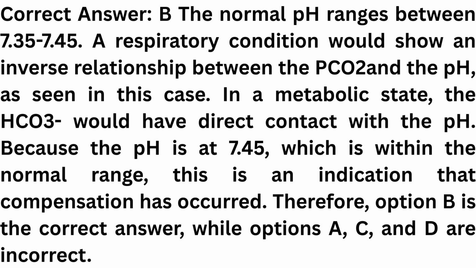B. The normal pH ranges between 7.35 to 7.45. A respiratory condition would show an inverse relationship between the PCO2 and the pH, as seen in this case. In a metabolic state, the hydrogen carbonate would have a direct relationship with the pH. Because the pH is at 7.45, which is within the normal range, this is an indication that compensation has occurred. Therefore, option B is the correct answer, while options A, C, and D are incorrect.